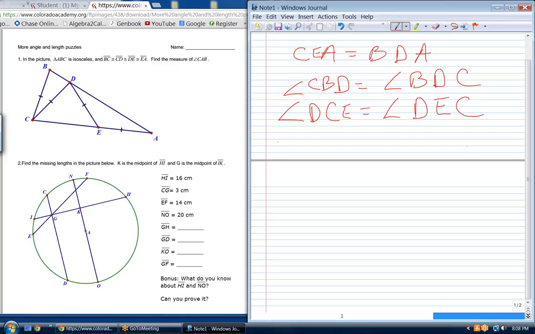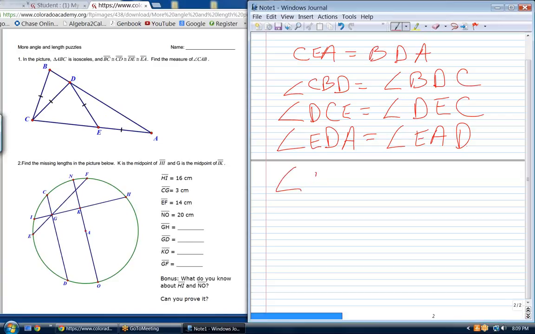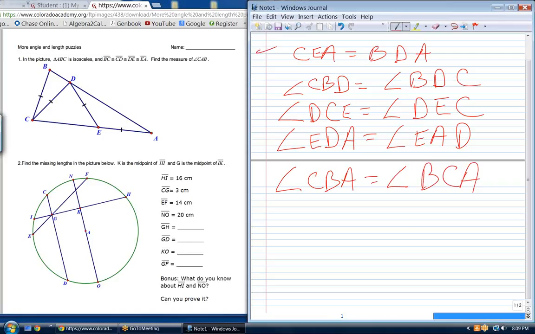And the third one is that angle EDA is equal to angle EAD. So those are the three equations we can write based on these three isosceles triangles, and there's one more. We can say that angle CBA is equal to angle BCA. And so here are the 5 equations that we can write based on everything that we see.